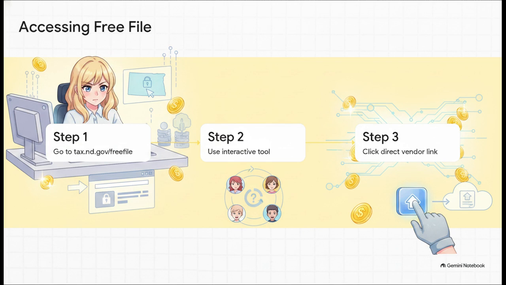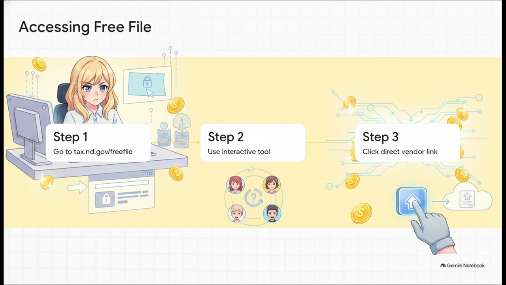Also, never go straight to a commercial software's webpage. If you do, you'll probably bypass the free promotions entirely. Instead, follow these exact steps. Go directly to tax.nd.gov/freefile. Once you're there, use the state's interactive filtering tool. You just answer a couple basic questions about your age and AGI, and the tool matches you with eligible companies. Finally, and this is key, you have to click the direct link provided right there on the state's portal to go to your chosen vendor.